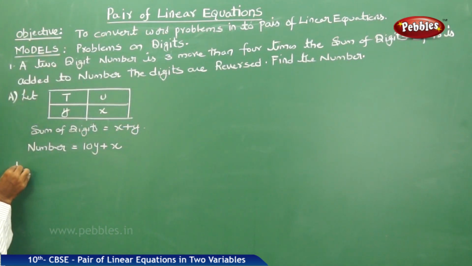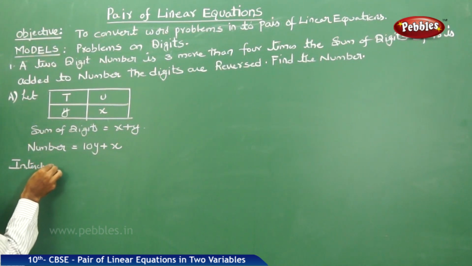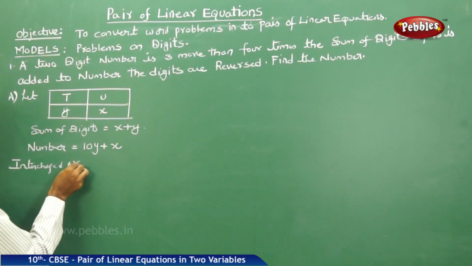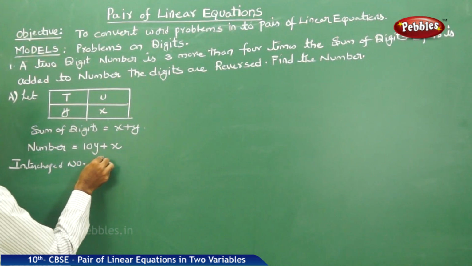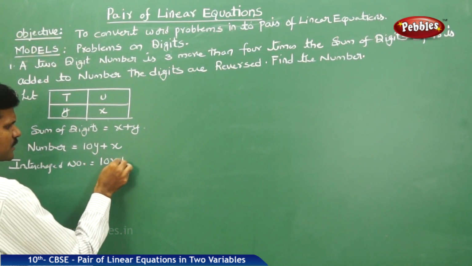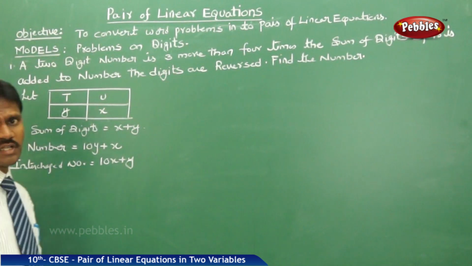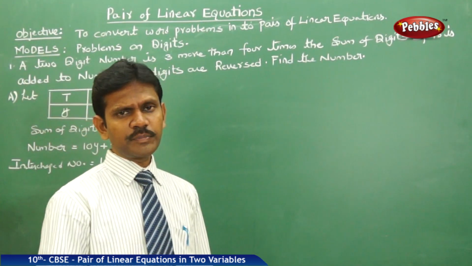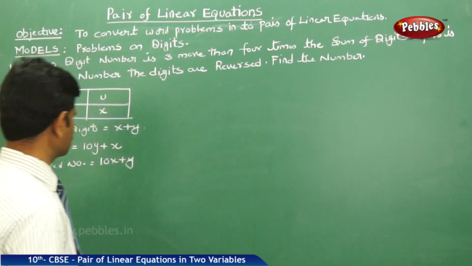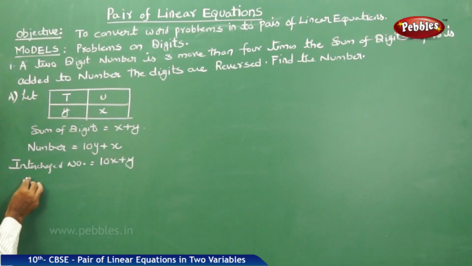After that, what is the interchange in number? Interchange in number is equal to 10x plus y. That means if you interchange the digits, the number obtained is called interchange in number. 10x plus y. Okay. Now follow.